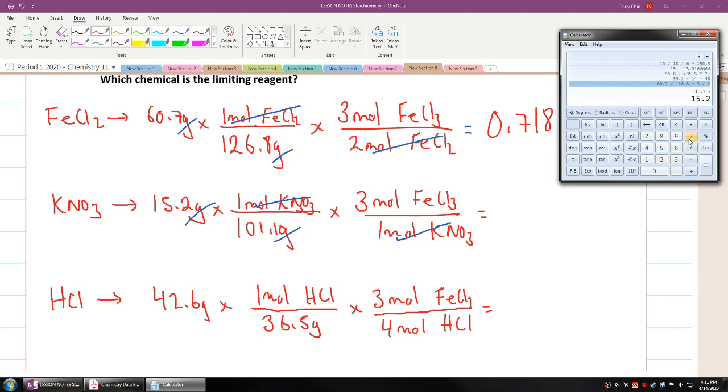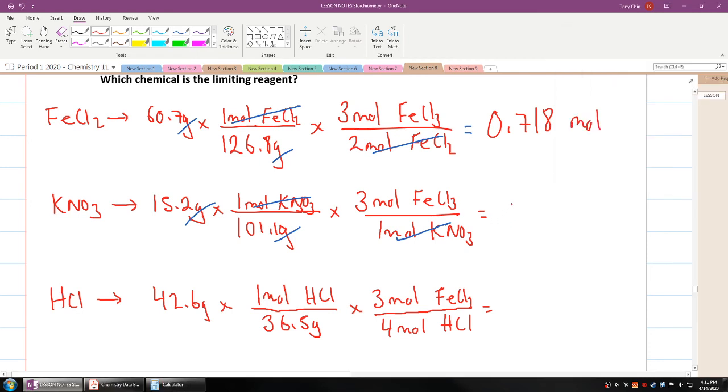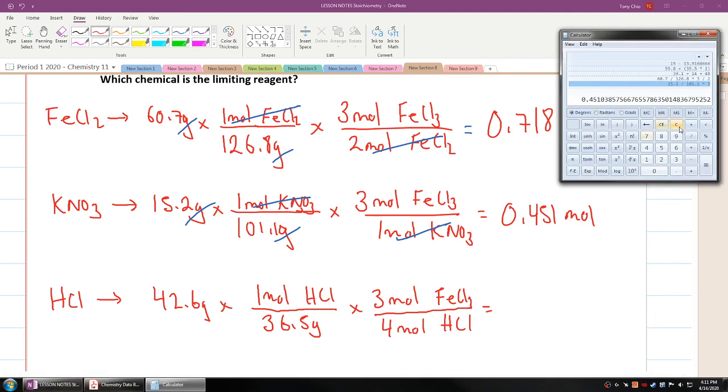Okay, our next one. 15.2 divided by 101.1 times 3, I get 0.451 moles. So judging by these two, KNO3 is less than FeCl2, so it's going to be more limiting right now. But let's try HCl. HCl is 42.6 divided by 36.5 times 3 divided by 4.